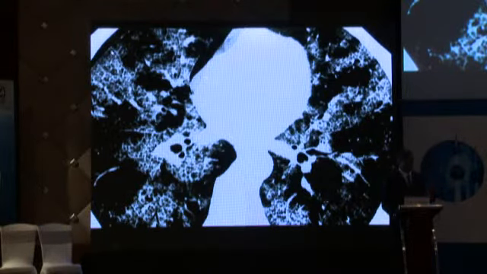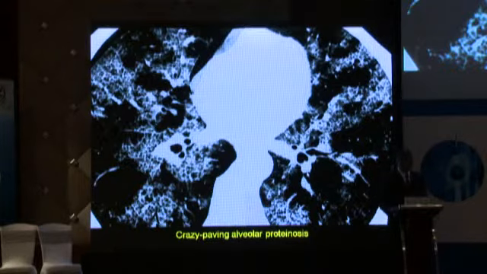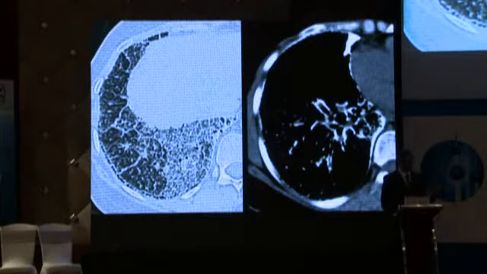Sometimes the ground glass is associated with septal thickening. There are spared areas. This is sometimes called the crazy paving pattern, and this is what we get with pulmonary alveolar proteinosis. And sometimes the ground glass is associated with dense calcification.